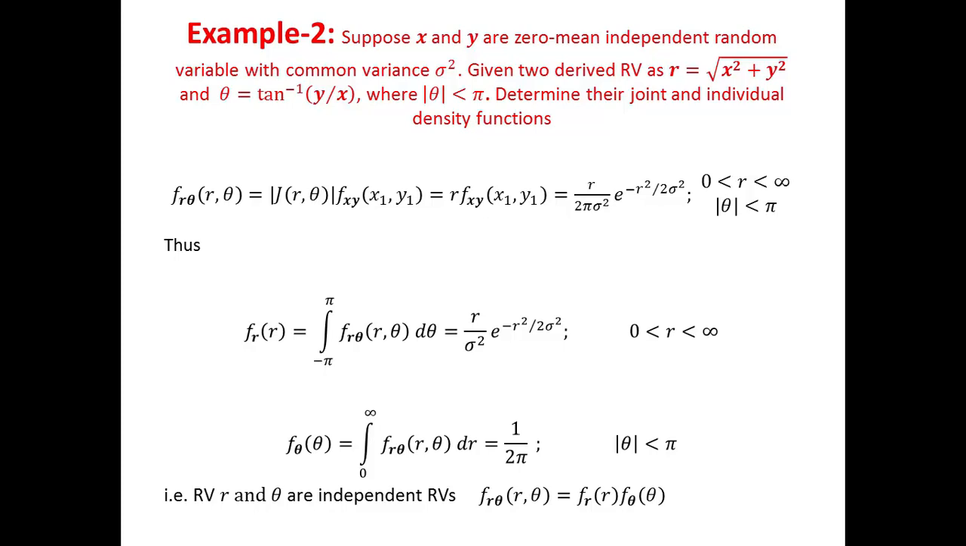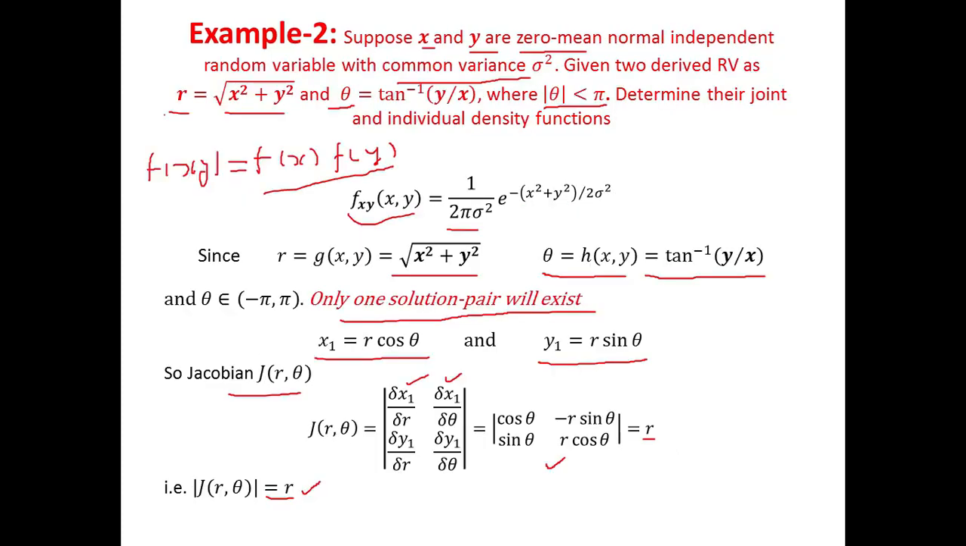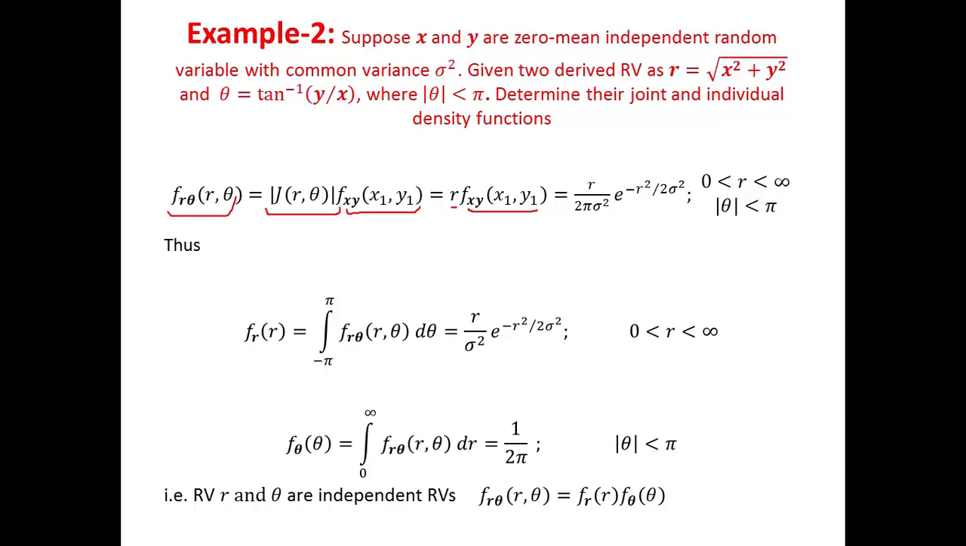With this information, the joint density function of r and theta will be equal to, again the summation is dropped because only one possible solution exists, the magnitude of the Jacobian J(r, theta) multiplied by the joint density function of x and y. So r into the joint density function f_XY. The joint density function f_XY is already given by this expression, so we directly use it here. You will get this expression as the joint density function of r and theta, provided r is allowed to vary between 0 to infinity and theta is allowed to vary between minus pi to pi.